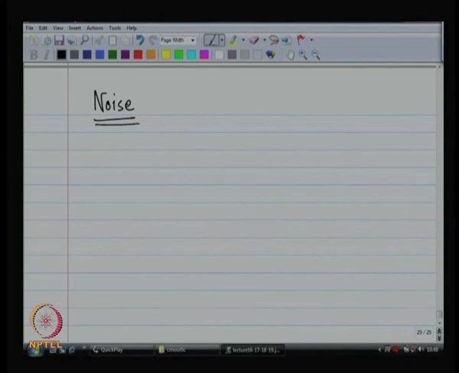Okay. And the module after this, we are going to start discussing the real stuff, that is the low noise amplifiers. So, this is the prelude to that. Noise. Now, first of all, what is noise?